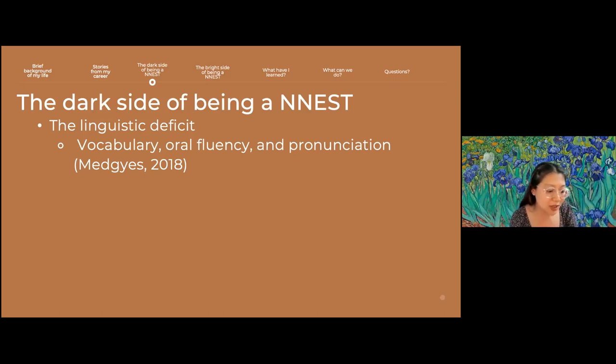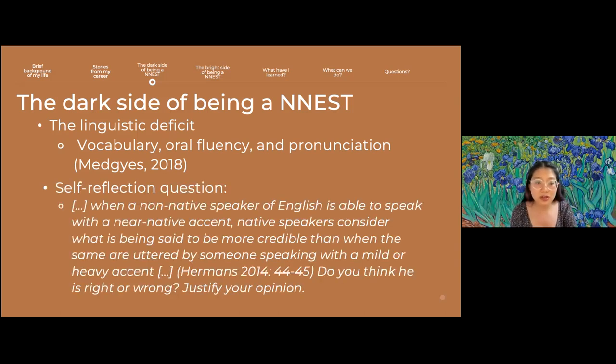So this is a thing that happens in my mind, I guess. I'm not sure about the other non-native English speaker teachers, but I think about this feeling of linguistic deficit, vocabulary, oral fluency and pronunciation and all that. Am I going to have to deal with it my entire career? Is it me scrutinizing myself, or is it other people scrutinizing me, or is it both? This is something that I would have to continue to deal with.